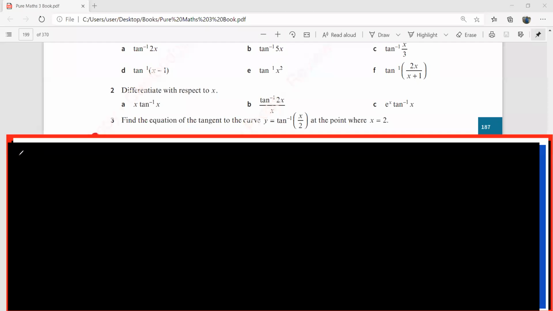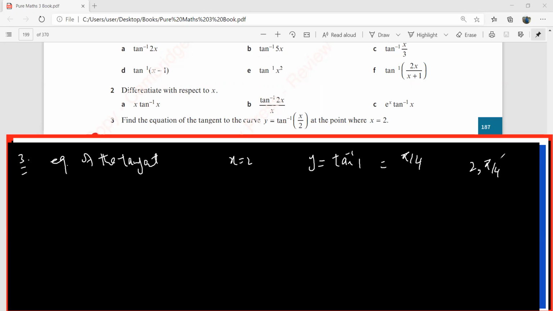Okay, let's do this third question. It says find the equation of the tangent. You have to find the equation of the tangent for the given equation. Okay, so first of all, let's see what that point is. When your x is 2, y is equal to tan inverse of 2 over 2, which becomes 1. And you know that tan inverse of 1 is going to be pi by 4. Okay, so this y is going to be pi by 4. So now the point is 2 comma pi by 4, at which you have to write down the equation of the tangent.